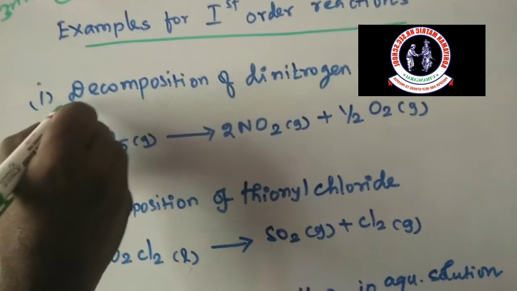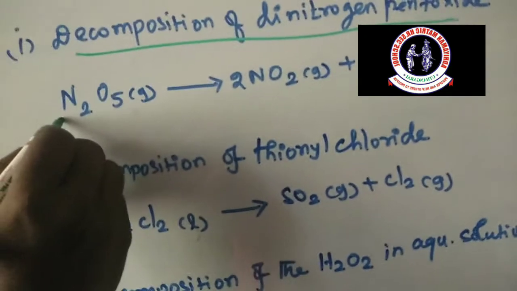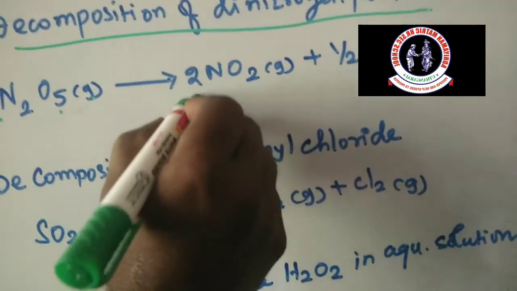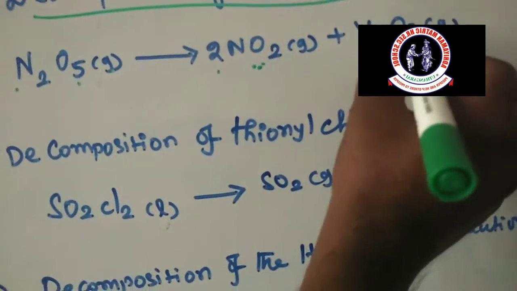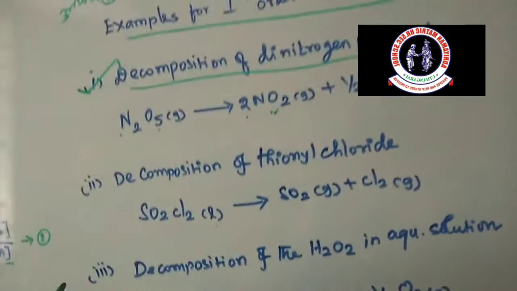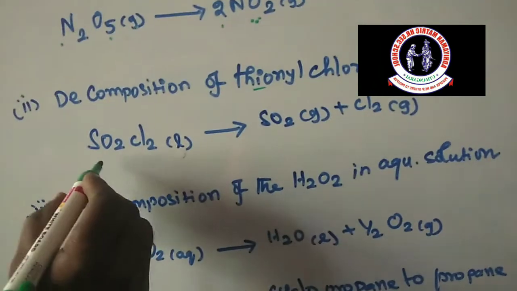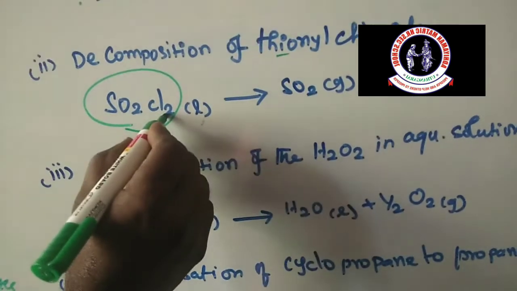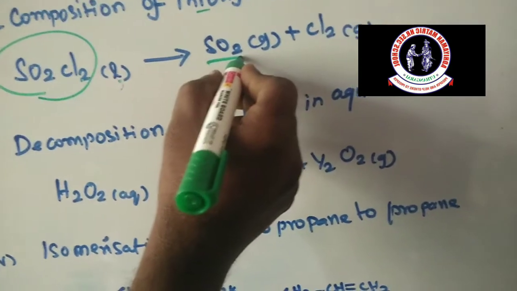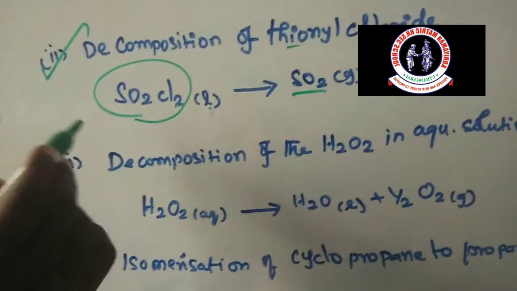The first one, decomposition of dinitrogen pentoxide. The formula for dinitrogen pentoxide is N2O5 in the gaseous state. We get 2 moles of nitrogen dioxide and half a mole of oxygen. This reaction follows first order kinetics. Next one, decomposition of thionyl chloride. The formula for thionyl chloride is SO2Cl2. In the liquid state, it undergoes a decomposition reaction to form sulfur dioxide and chlorine. This reaction also follows first order kinetics.